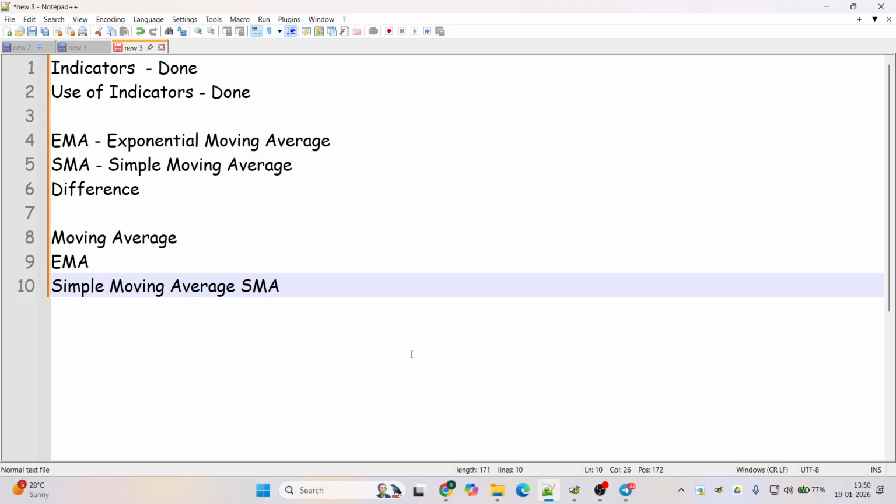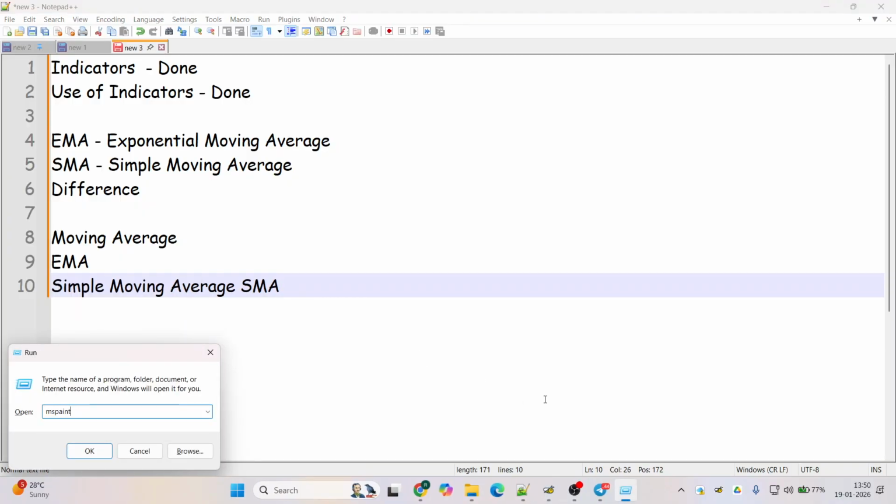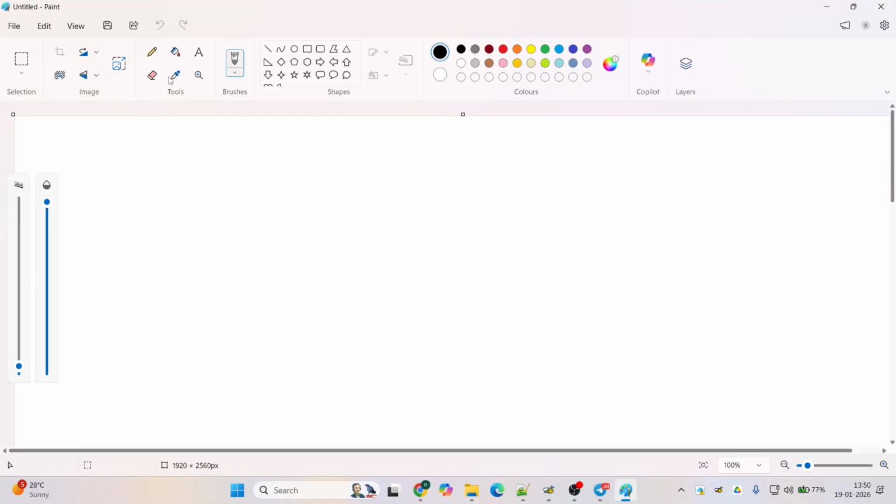So how is this calculated? Let me tell you with an example. Assume the price is going like this. I'm just taking a different color.